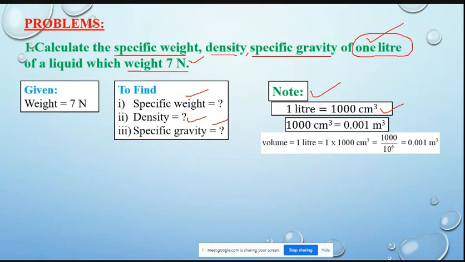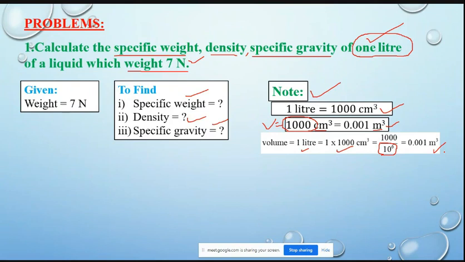Okay. Similarly, you have to convert this centimeter cube into meter cube. So for that, you have to multiply this value with 10 to the power minus 6. So volume is equal to 0.001 meter cube. So this is our unit conversion. So 1 liter is converted into 1000 centimeter cube, and 1000 centimeter cube should be converted into meter cube. For that, you have to divide the 1000 value by 10 to the power 6, or else you can multiply with 10 to the power minus 6. So both are equal. So volume is equal to 0.001 meter cube.